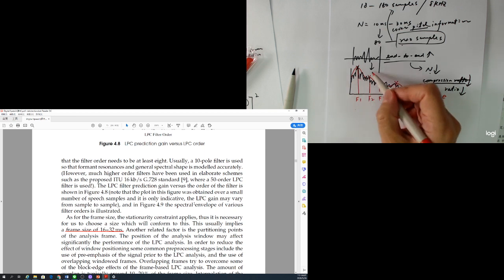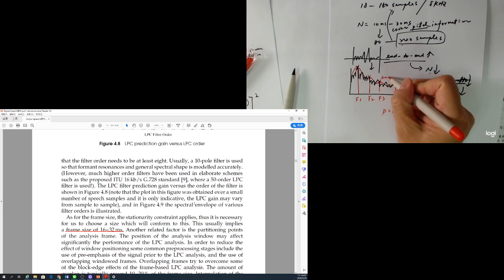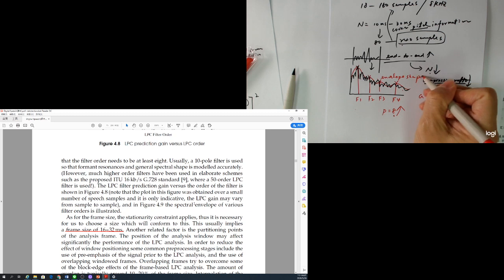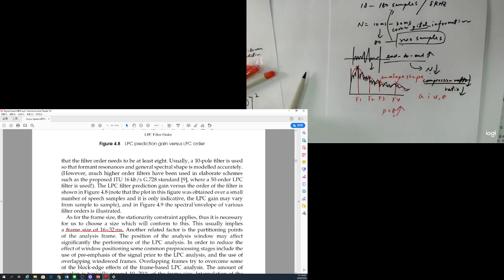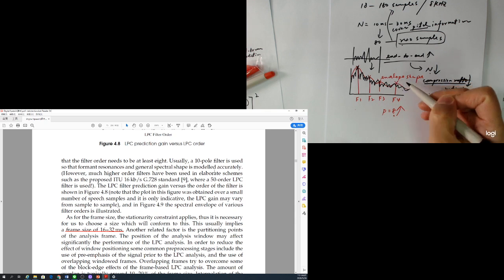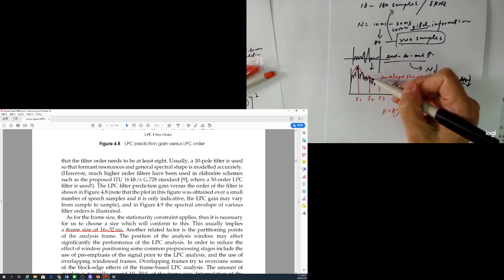in our frequency domain, from the envelope shape, we call this one the envelope shape. We try to know what performance you have. So they consider a 10-order filter, so the formant resonances and general spectrum shape are modeled. So this one they call the general spectrum shape, and then this one is a formant.